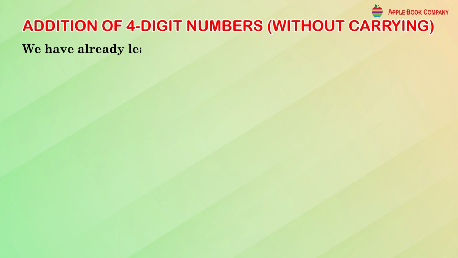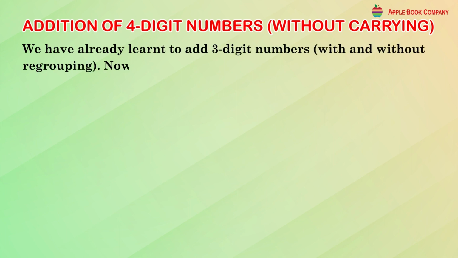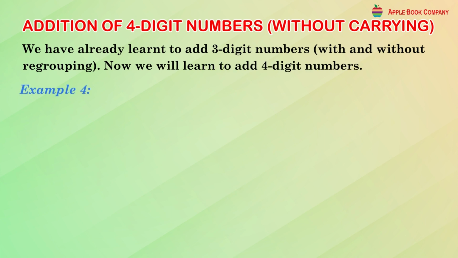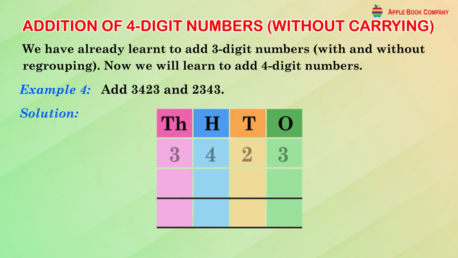Addition of 4-digit numbers without carrying. We've already learned to add 3-digit numbers with and without regrouping. Now we will learn to add 4-digit numbers. For example, let us add 3,423 and 2,343. First, place the numbers in the columns correctly. And after we've done that, we're going to add ones, add tens, add hundreds and add thousands.